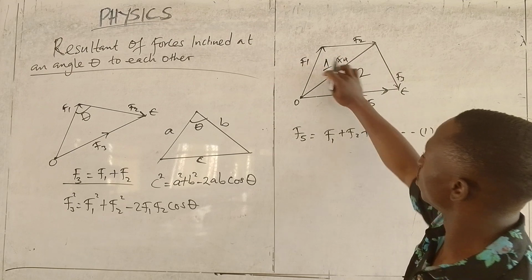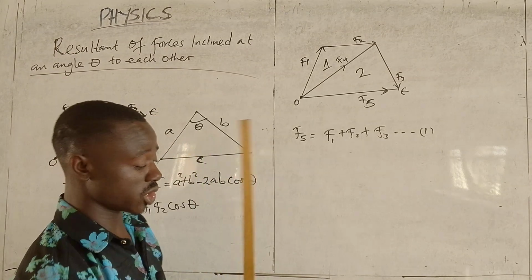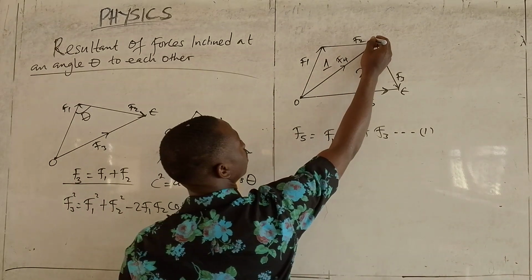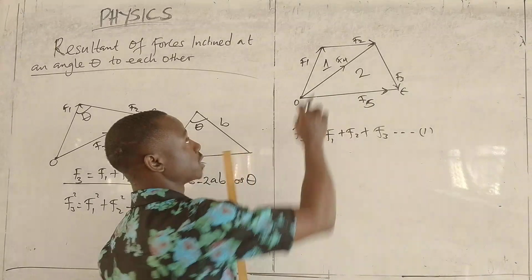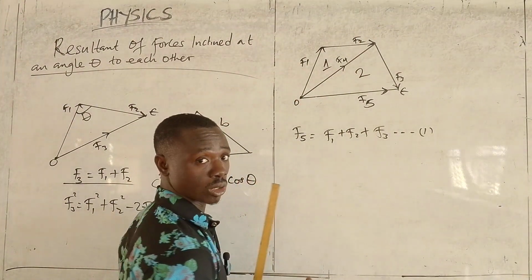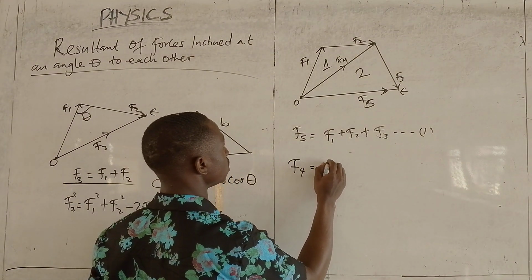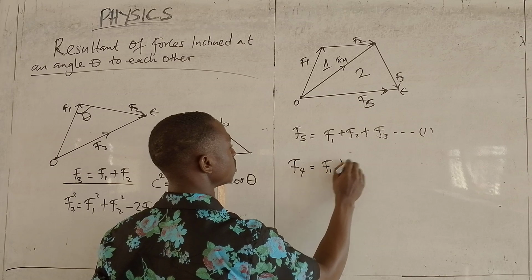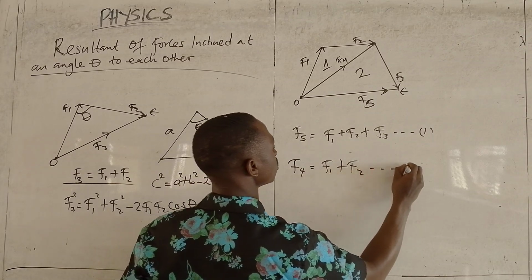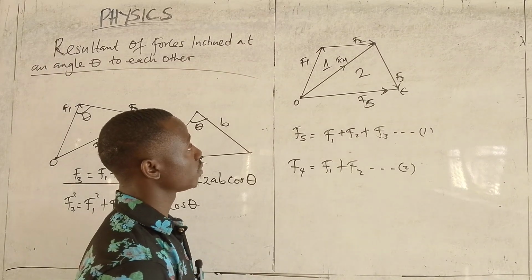So if you look at the first triangle, this is the first triangle. This is the second triangle. Because we have two triangles now, in the first triangle, which one do you think is the resultant of the other forces? Guess F1, F2, F4. Which one is the resultant? F4. You're correct. So F4 is going to be equal to what? F1 plus F2. Okay. Call this one equation 2.